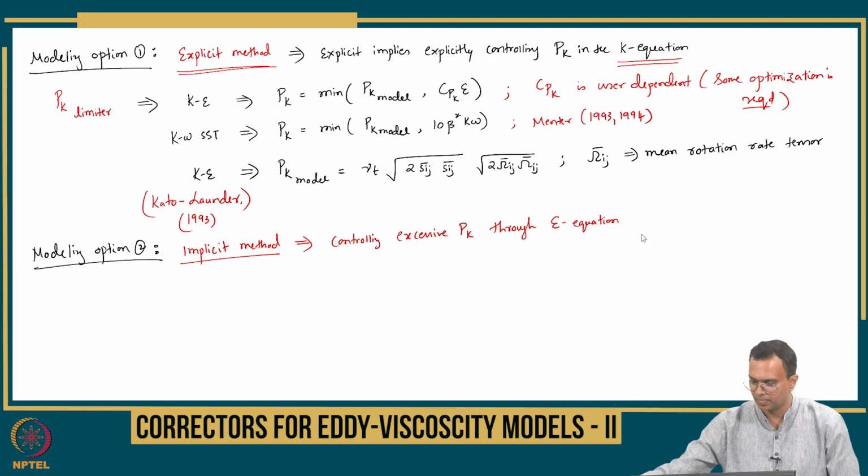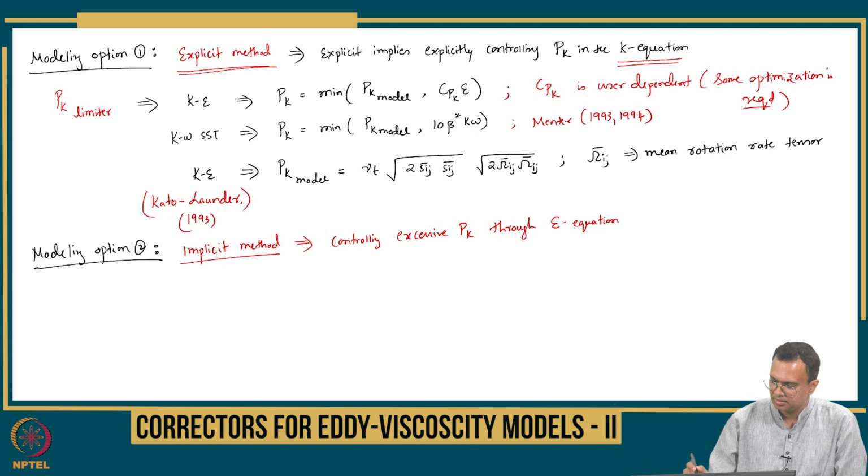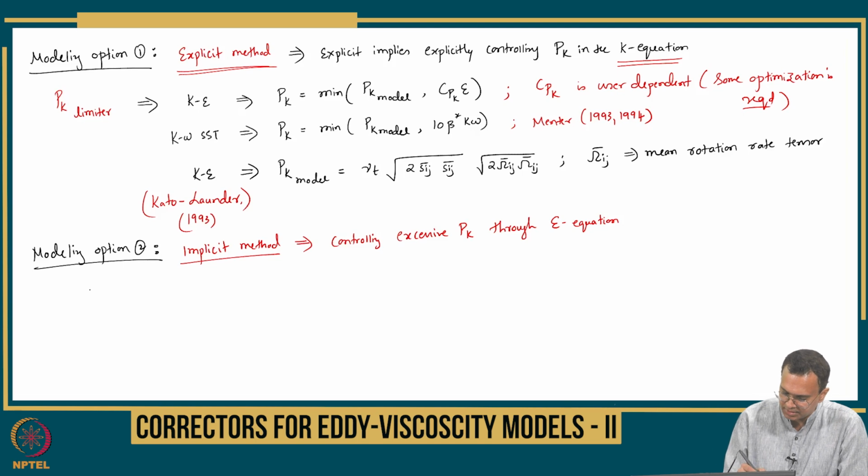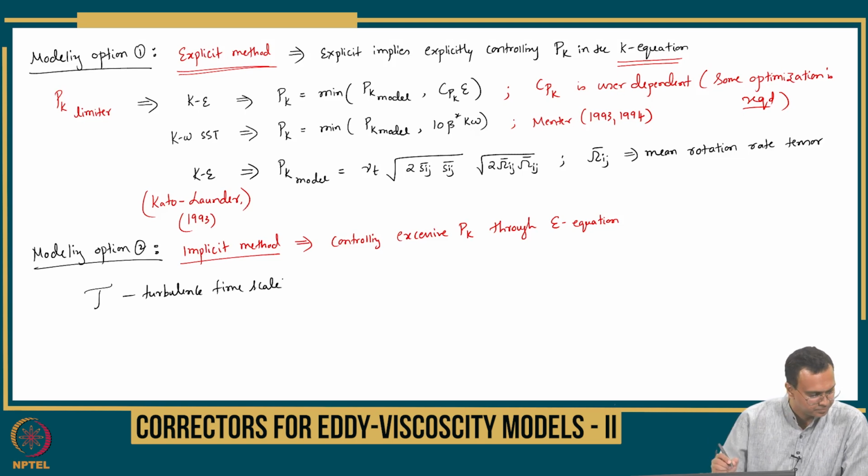Right. So this particular option is basically, you would have a time scale limiter here. Okay, if you look at time scale, you have a k by epsilon ratio. So in implicit techniques, you usually use a time scale limiter, a turbulence time scale limiter, right?